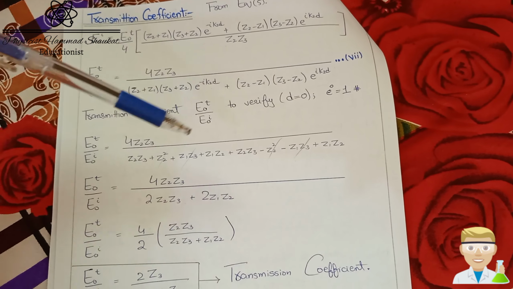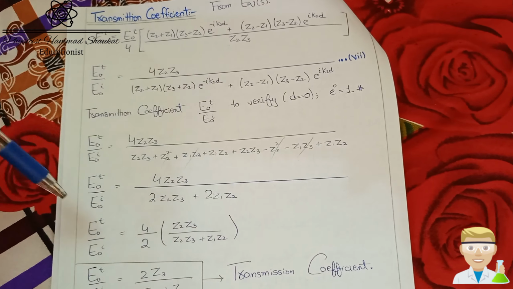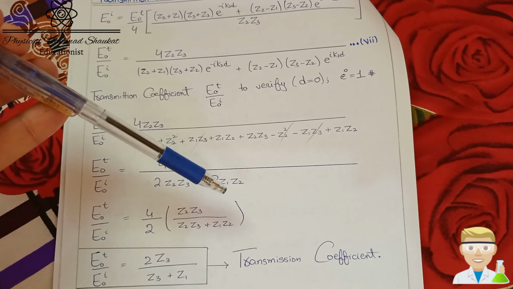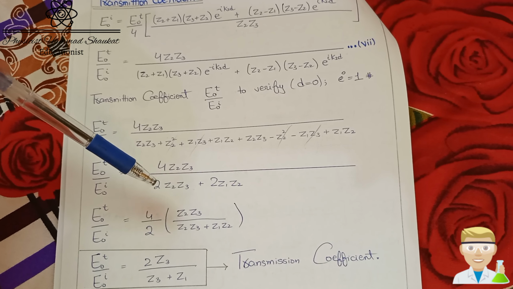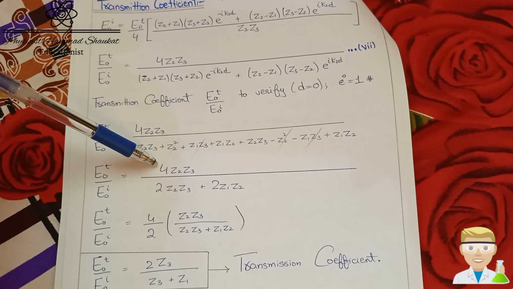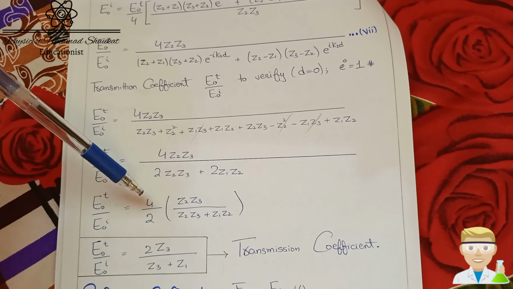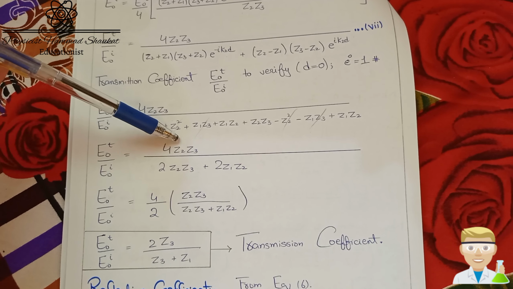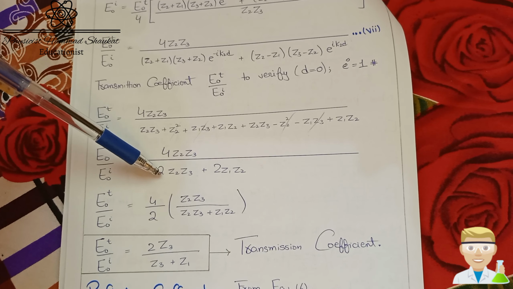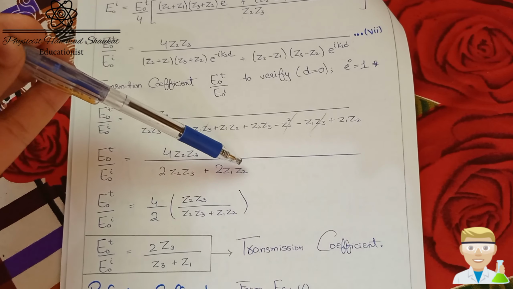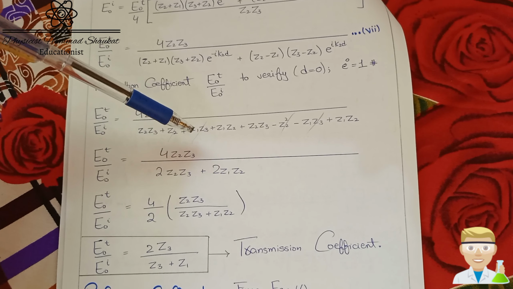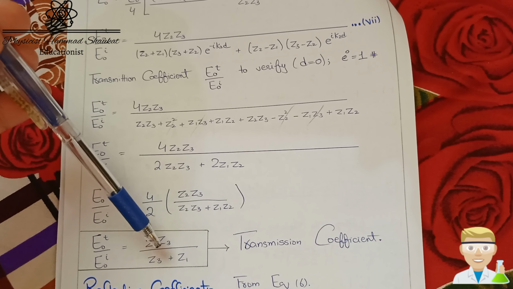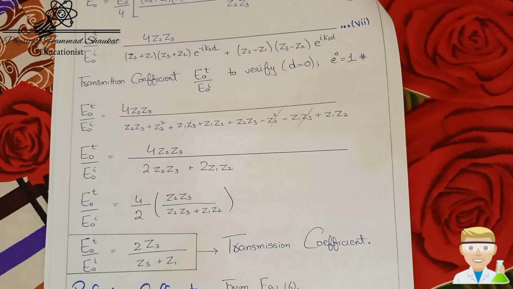After multiplying, some terms get cancelled, and you are left with 4z2z3 divided by 2z2z3 plus 2z1z2. Again in the denominator you take 2 common, and 2 cancels with the 4 on top. You can take z2 common in the denominator, and that z2 cancels with the numerator z2, leaving 2z3 divided by z3 plus z1, which is the transmission coefficient.